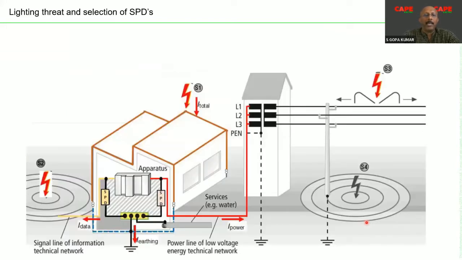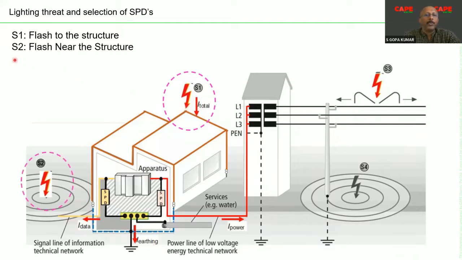Now you must understand that you are seeing a building. In the building, you have electrical apparatus. The power is coming from the overhead line. The source of lightning, or the lightning threat, has been classified into 4 types in the IEC 62305. S1 stands for flash to the structure, meaning a direct lightning strike. Where I am moving the cursor, a direct lightning strike is on the building. As a result, this strike is going to create a failure.